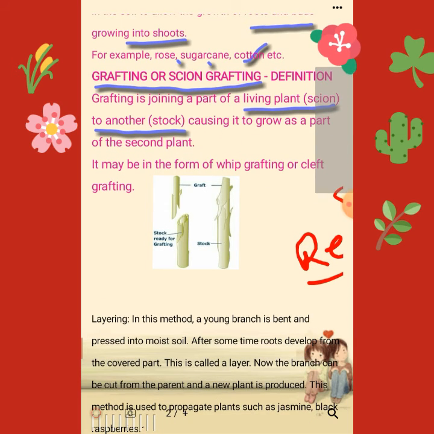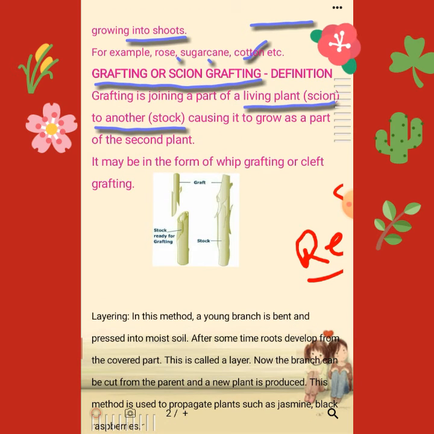Okay, so what is grafting? It is joining a part of a living plant to another, causing it to grow as a part of the second plant. It may be in the form of whip grafting or cleft grafting. Whip grafting or cleft grafting is nothing but the shapes.